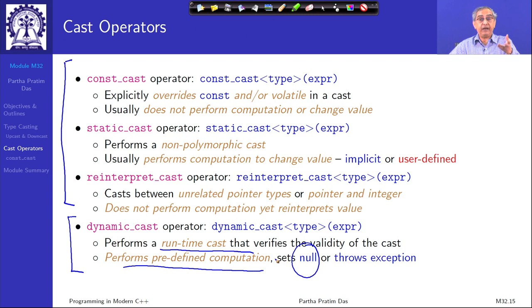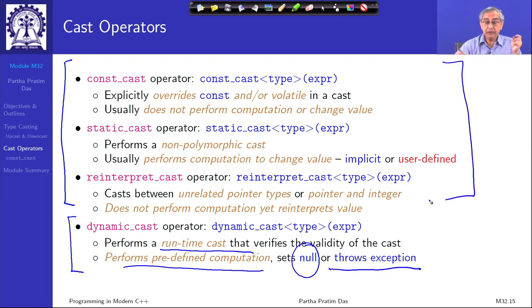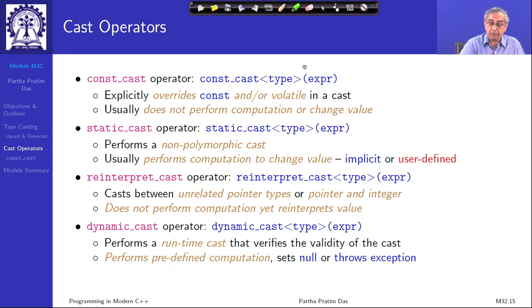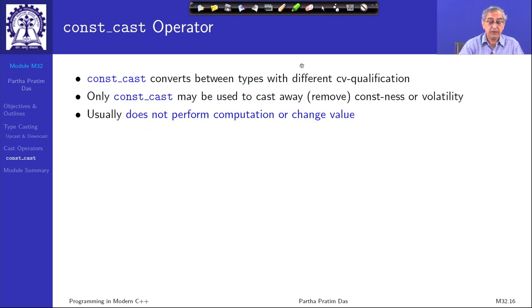If you have invoked a dynamic cast on a reference, then it throws an exception, because there is no null reference. These are the ways at runtime to tell you that something wrong has happened. Whereas for these, if you have unacceptable conversions going on, then the compiler will give you an error. That is the basic summary story of cast operators in C++.